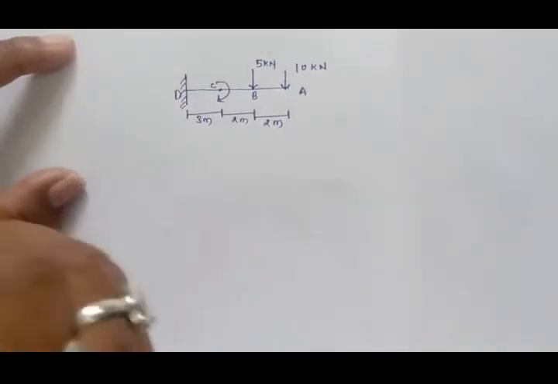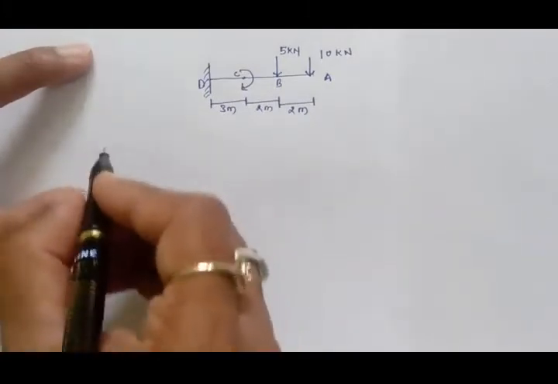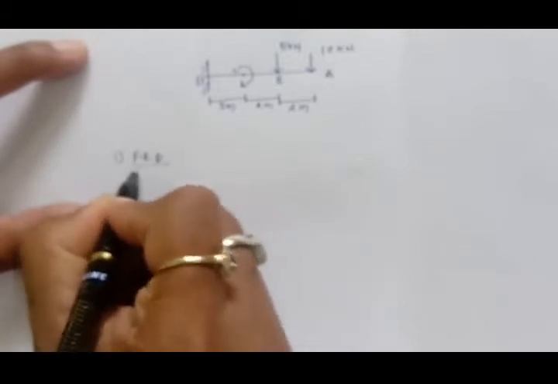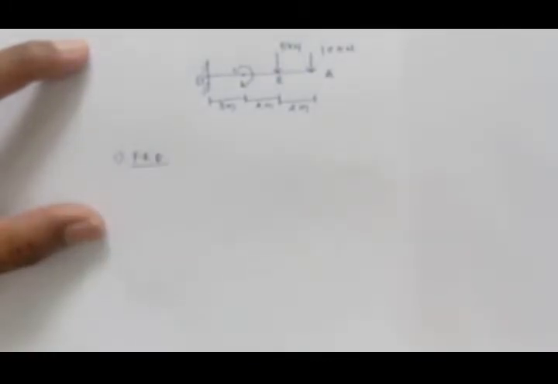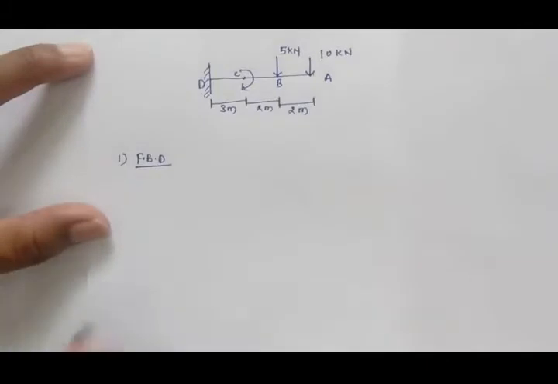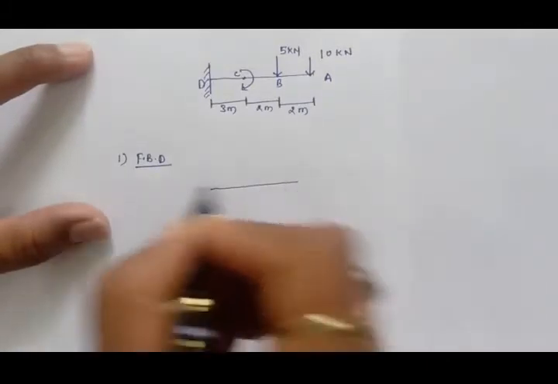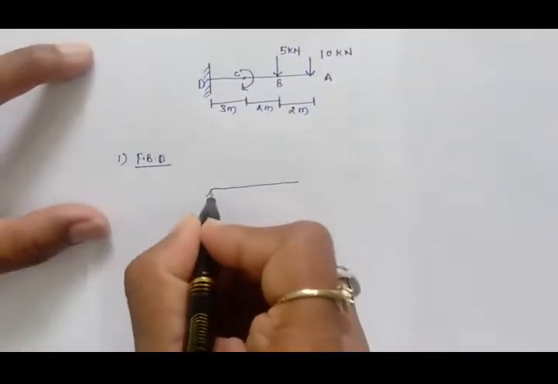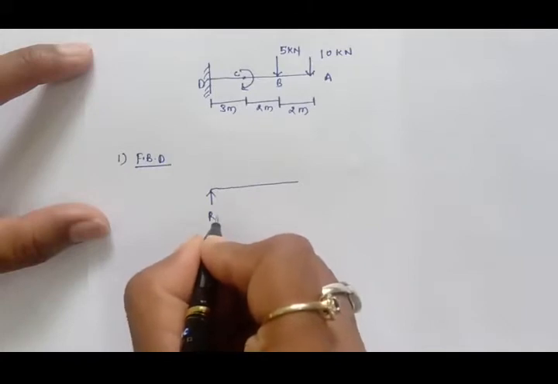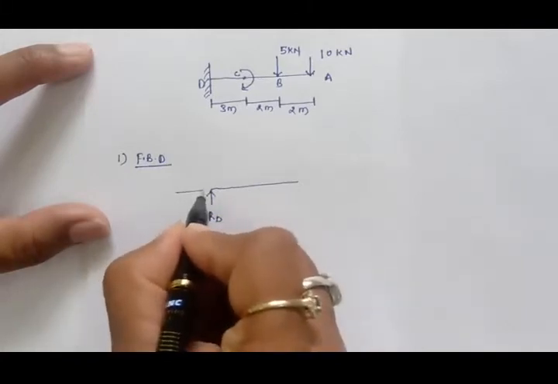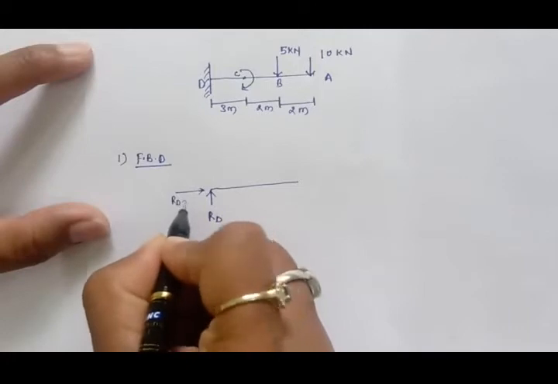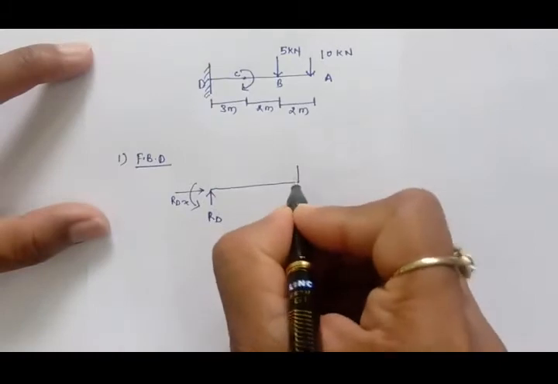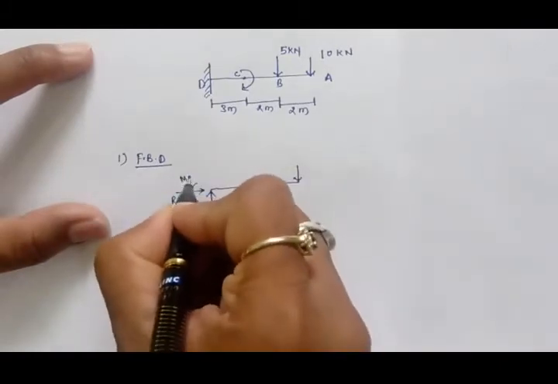So how to solve this problem? Simply, to solve the problem, first we draw the free body diagram as we have discussed in an earlier lecture. So if you draw the free body diagram, since it is a cantilever beam, this is the fixed end. So here the reaction RD will come, then the horizontal reaction RDX will come, and the moment will come to counterbalance this force. The moment I'm naming MR.